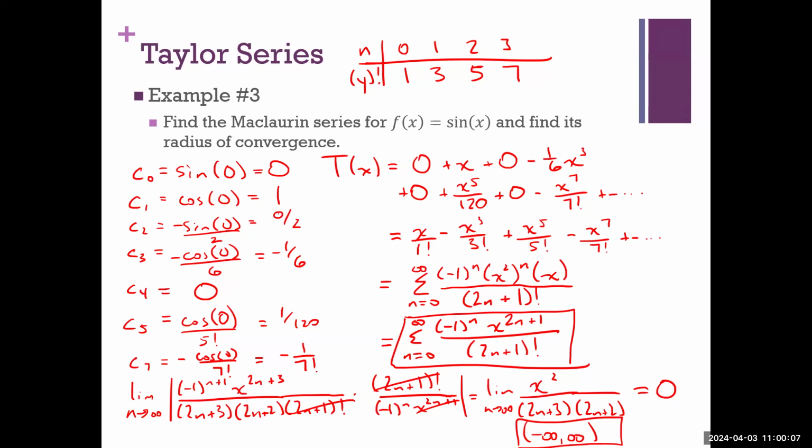So yeah, the Taylor series for sine of x is ideal. It converges absolutely everywhere. It's equivalent to sine of x.